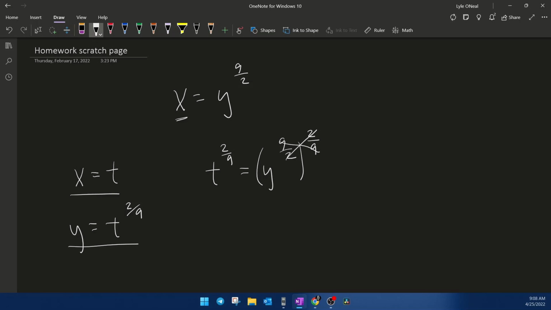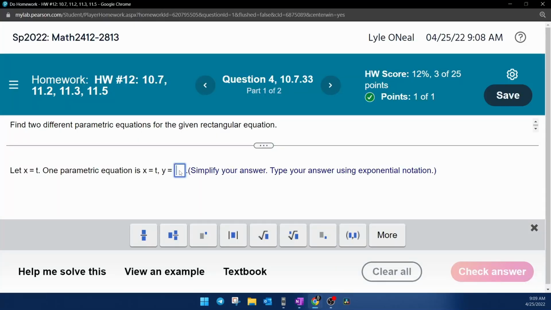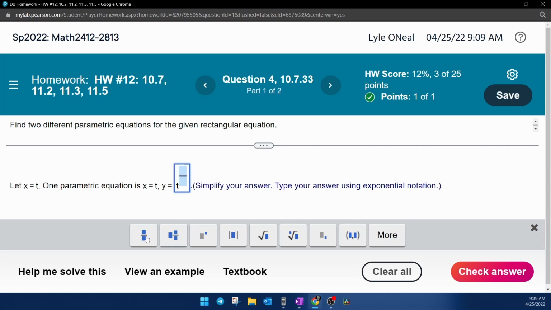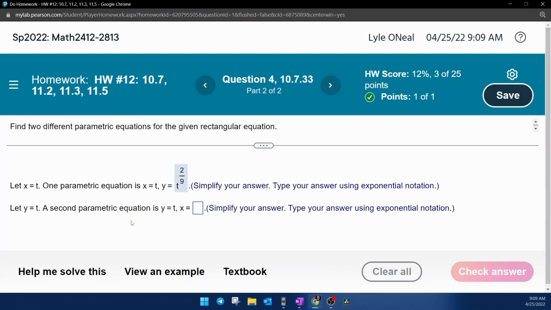Back to the MyLab Math. And in putting our equation, y equals t to the, and that was a fractional power, to the 2/9. All right, so here we go.